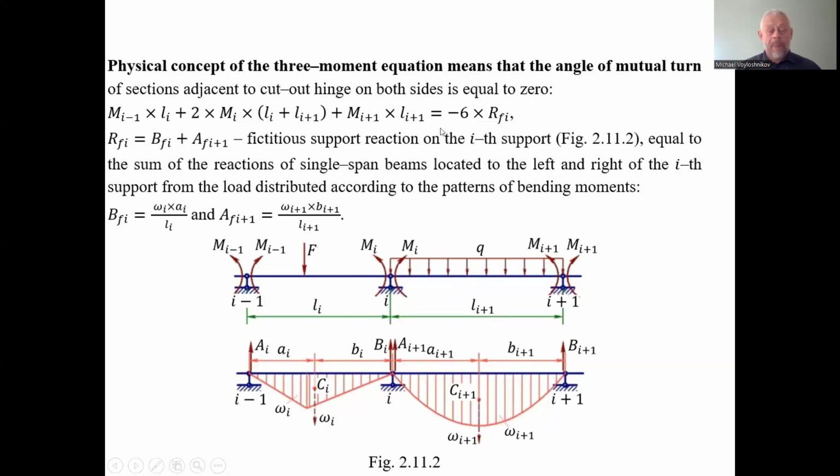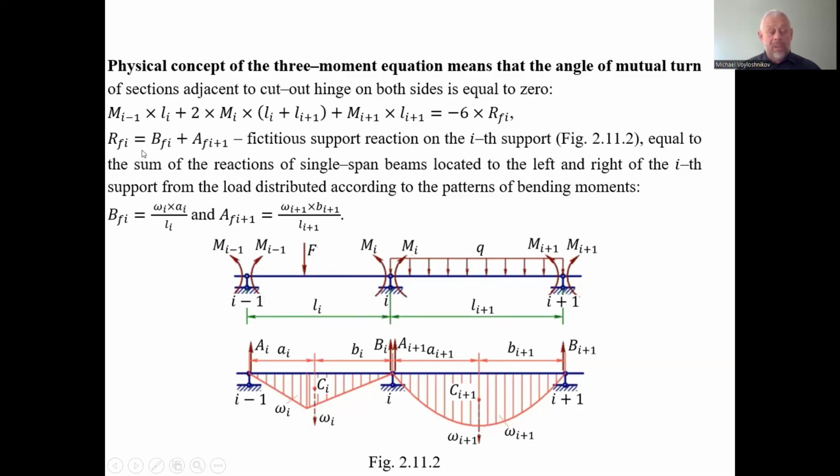This is equal to minus 6 R^F, meaning that the index F indicates we are talking about the fictitious support reaction. We assume a fictitious support reaction on this support, and it consists of two summands. One summand on the left one, B_i fictitious, plus A_{i+1} fictitious. B from the left span, A from the right span. These are fictitious support reactions.